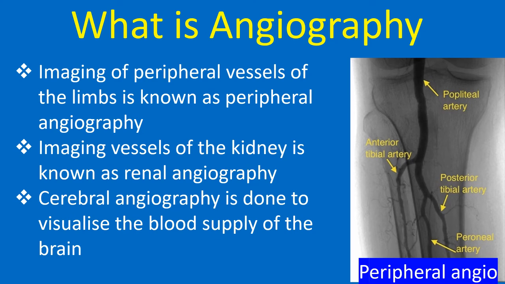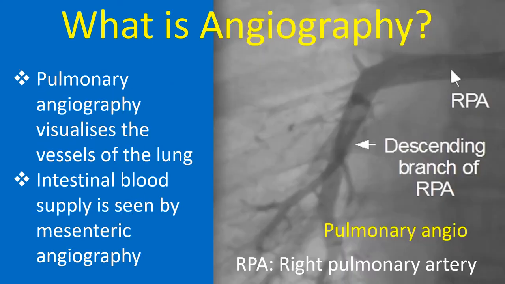Cerebral angiography is done to visualize the blood supply of the brain. Pulmonary angiography visualizes the vessels of the lung. Intestinal blood supply is seen by mesenteric angiography.